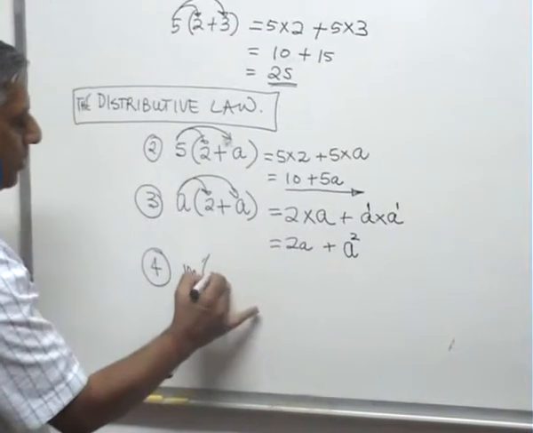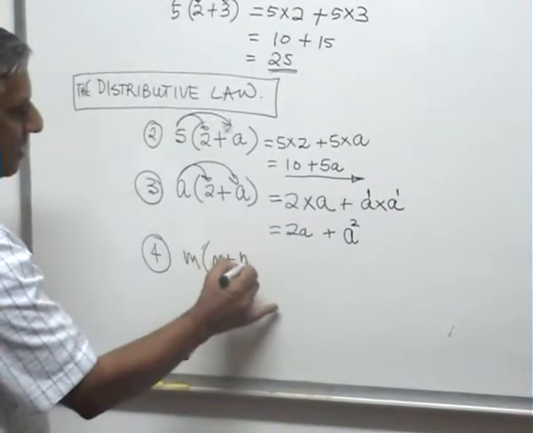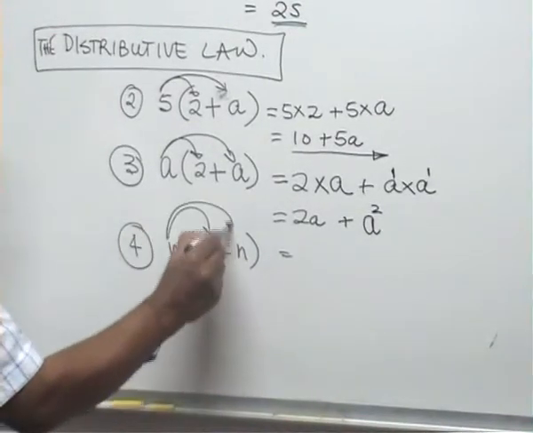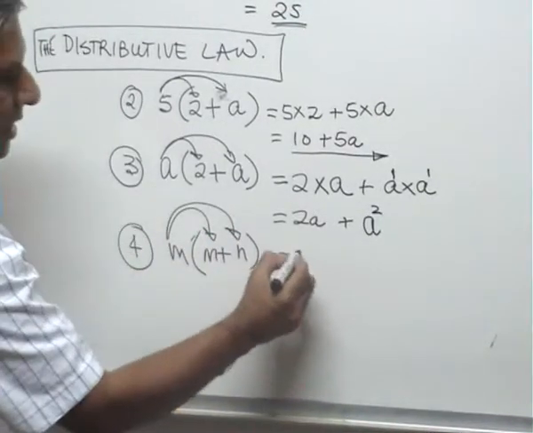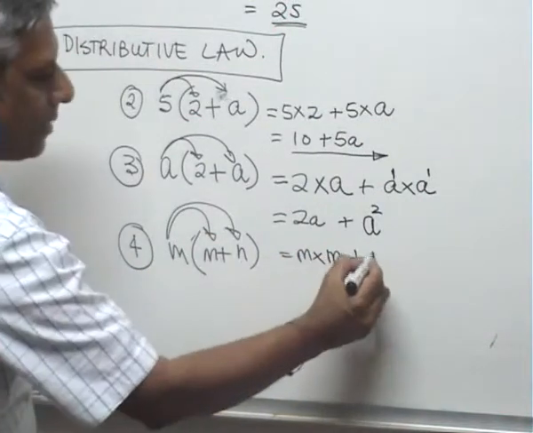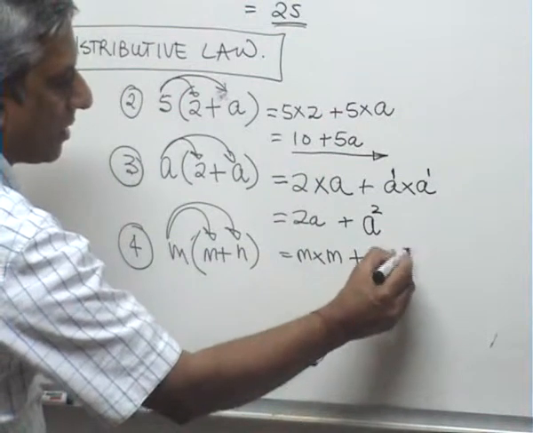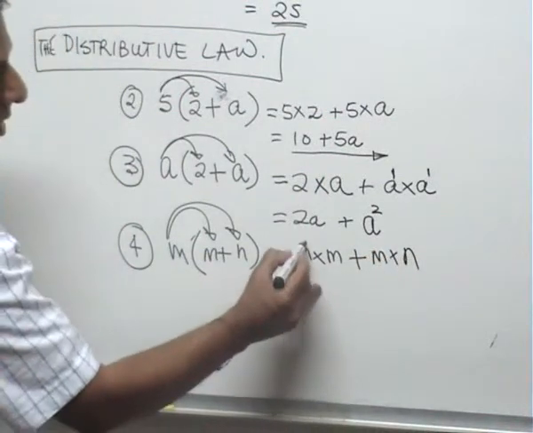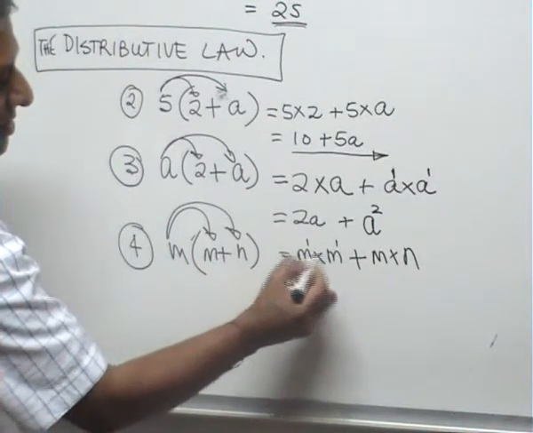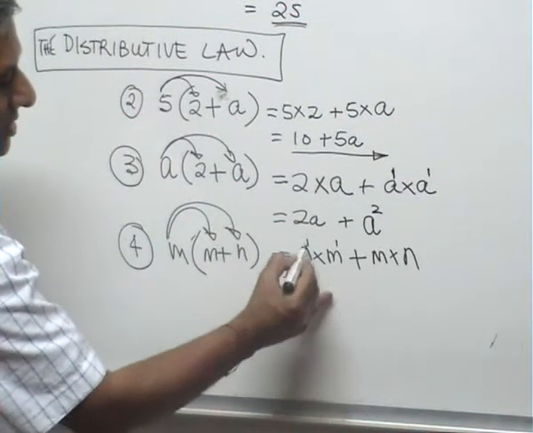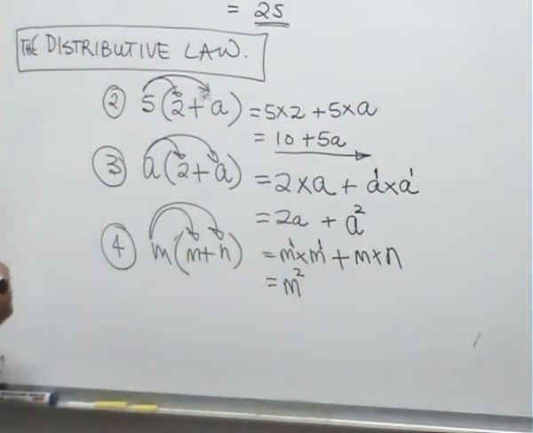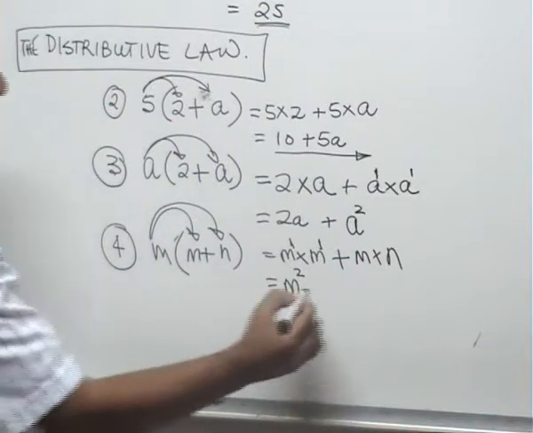m into m plus n. So it will be m times m and m times n. So it's m times m plus m times n. Now, these two are powers. The bases are exactly the same. Write down the base once. Add the indices. Can you see that the rules we have learnt earlier on, we are now using?